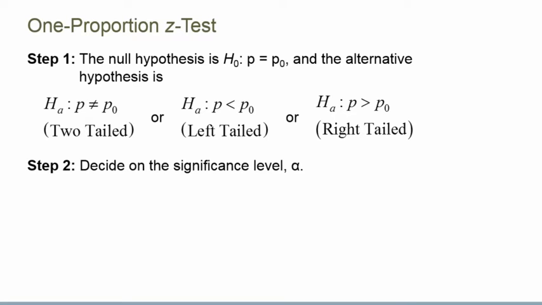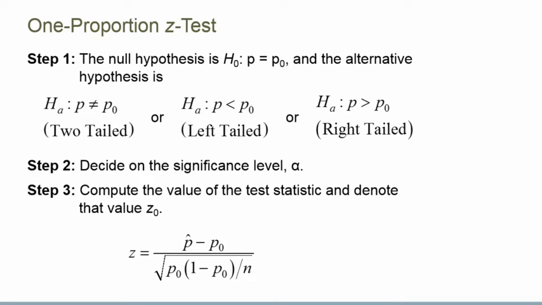Step 2. Decide on the significance level alpha. Step 3. Compute the value of the test statistic and denote that value Z sub 0. Z equals P hat minus P sub 0, all over the square root of P sub 0 times (1 minus P sub 0) divided by n.